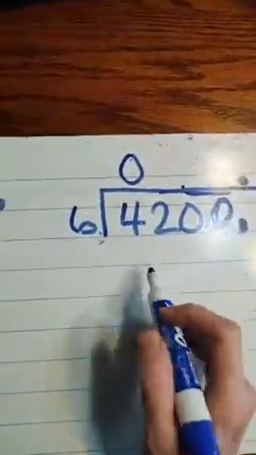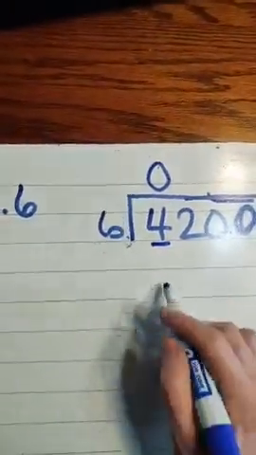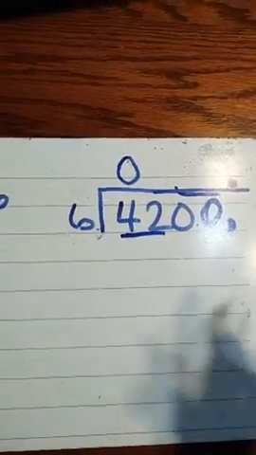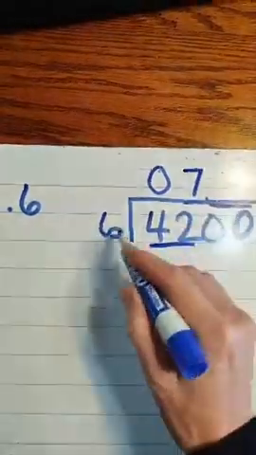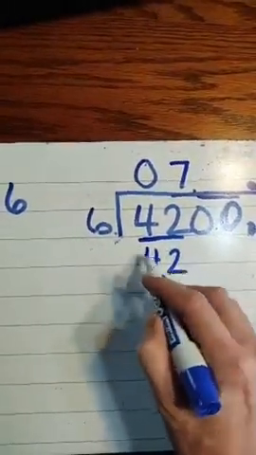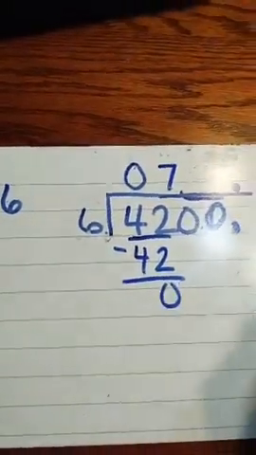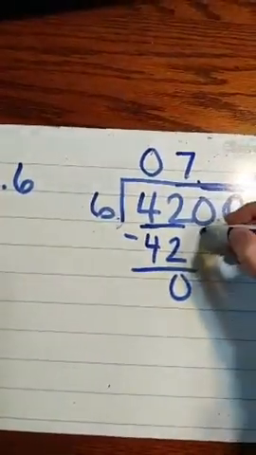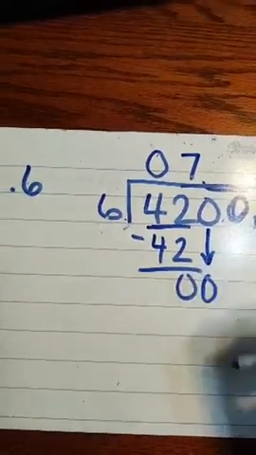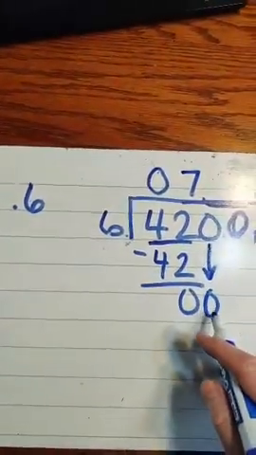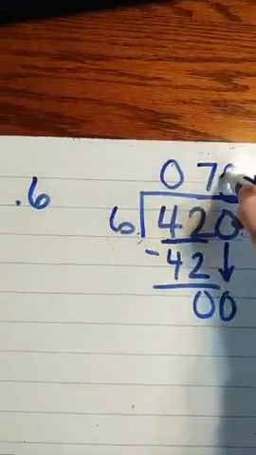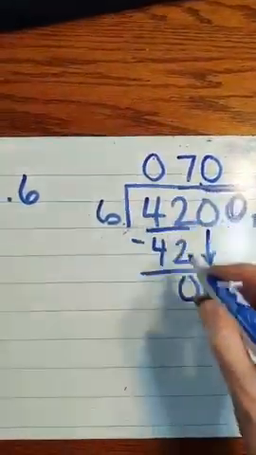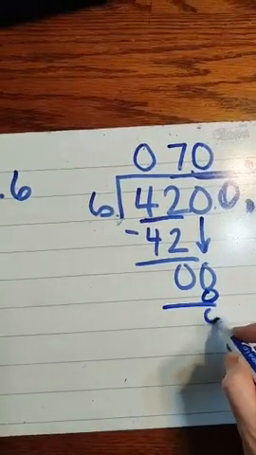Now 6 doesn't go into 4, but I bet it goes into 42. How many times? You got it, 7 times. 6 times 7 is 42. I subtract and get 0. Am I done? No, I'm not done. I have to bring these numbers down. I start with this 0. Does 6 go into 0? No. Another important thing, we can't forget these at the end. 0 times 6 is 0. Subtract, I get 0.